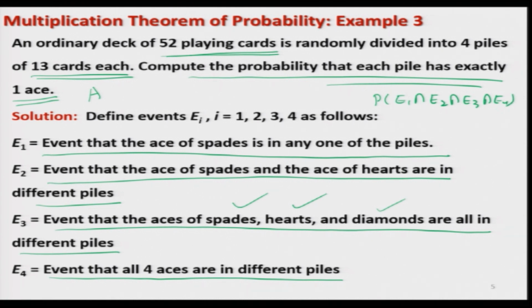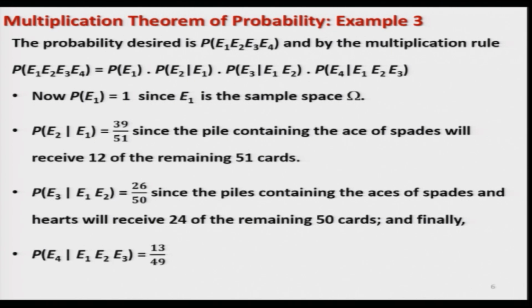So, now this probability can be obtained using the multiplication theorem of probability as follows. I can write the probability of E1 intersection E2 intersection E3 intersection E4 as the probability of E1 into the probability of E2 conditioned on E1, the probability of E3 conditioned on the two events E1 and E2, and the probability of E4 conditioned on the 3 events E1, E2 and E3. Right. Now, I try to compute these probabilities based on the different numbers of cards in this group of cards.